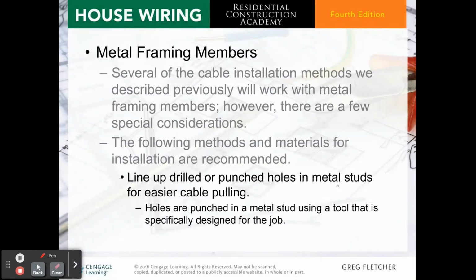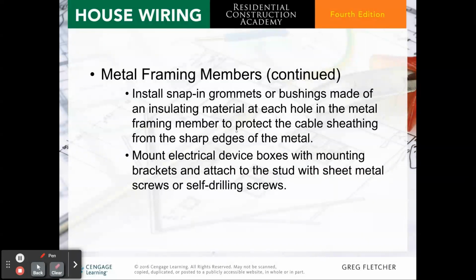Several of the cable installation methods previously covered will work with metal members, but there are a few special considerations. Much like the AC cable, where we needed the red head to go in to prevent it from getting cut along the casing, we're going to do the same thing. Once holes are punched in, the only thing we need to consider is what to cover them with, and that's done with grommets. Here they had grommets or bushings made of an insulating material such as rubber at each hole in the metal framing member to protect the cable sheathing from the sharp edges of the metal.